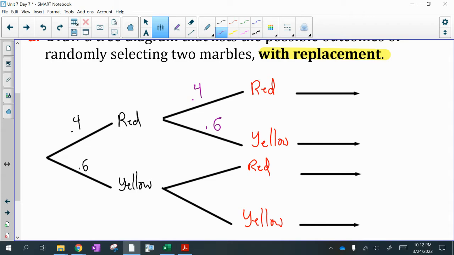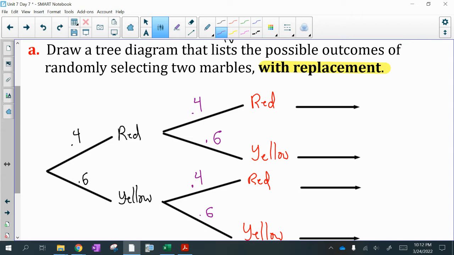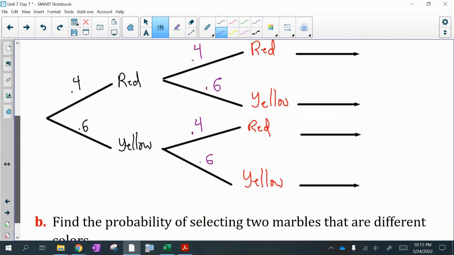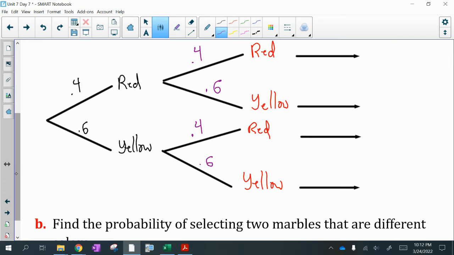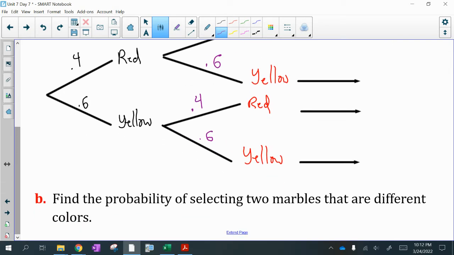Down on this bottom one, I also have 0.4 in terms of probability and 0.6 in there. Now, you are trying to find the probability of selecting two marbles with replacement. Okay, so that's my overall probability. And what I can do is say, well, in part B, what is the probability of selecting two marbles that are different colors?